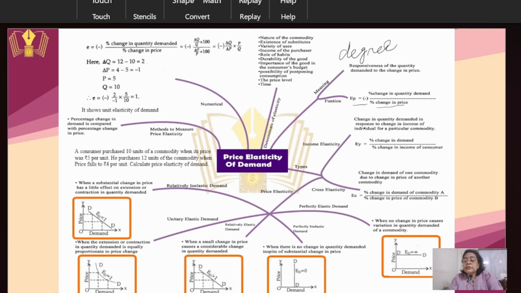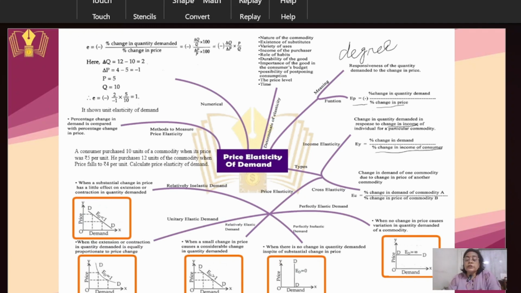Now, when there is a change in the quantity demanded in response to the change in income of the individual for a particular commodity, due to change in income, then income elasticity of demand equals percentage change in demand by percentage change in income of the consumer. This is what is called income elasticity of demand.